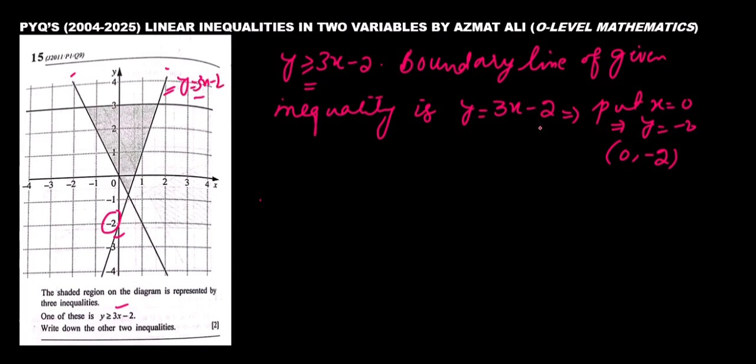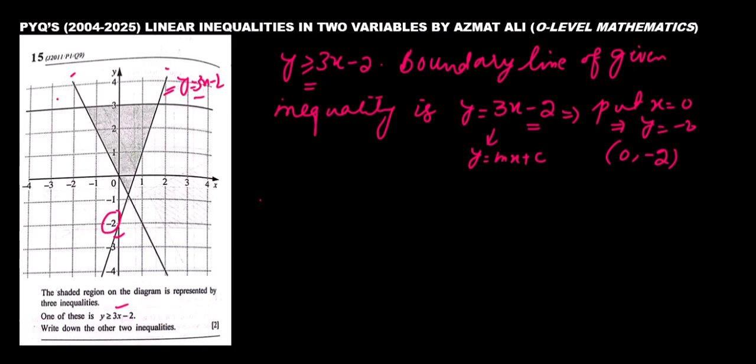Otherwise, it is clear from here: if you compare this equation with y is equal to mx plus c, the y-intercept is minus 2. So there is no need to put x is equal to 0 and find y is equal to minus 2. Our next target is to find the other two inequalities here.